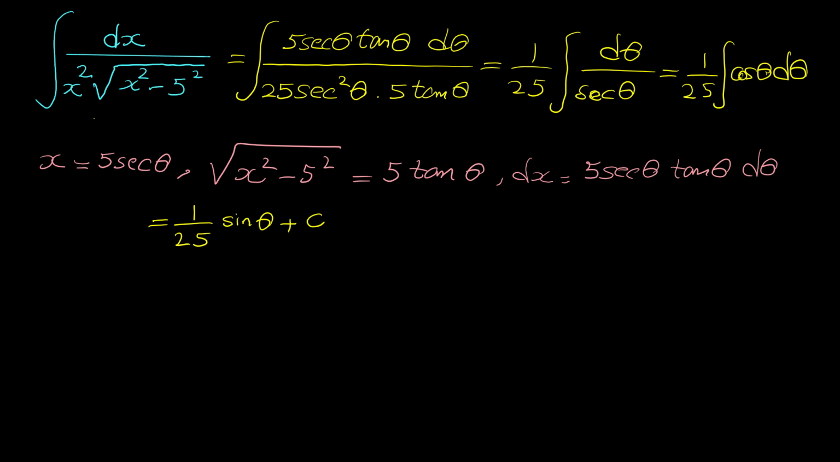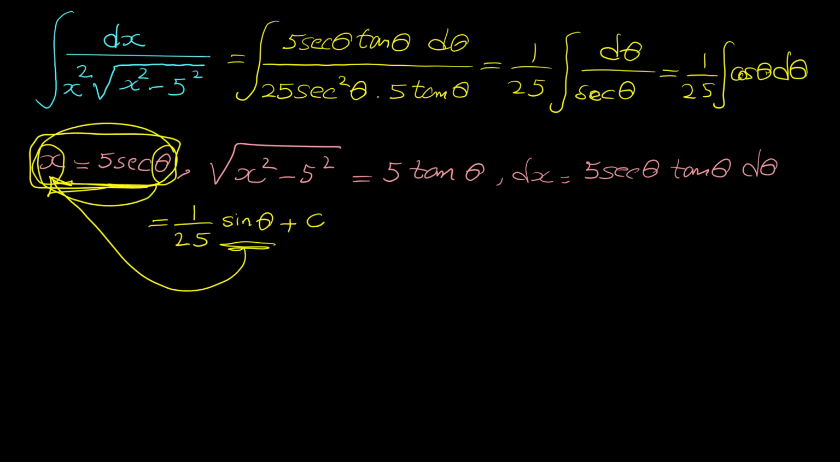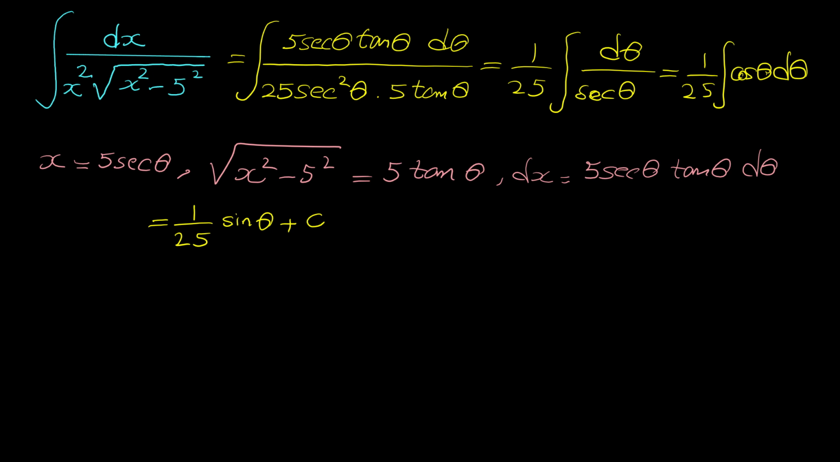But the original integral that we had is in terms of x, but the answer that we have is in terms of theta. So we have to rewrite sine of theta in terms of x. And remember, by this formula, x and theta are related to each other. So it's possible to write sine of theta in terms of x. The best way to do this is to use a right triangle. Let me draw the right triangle here.